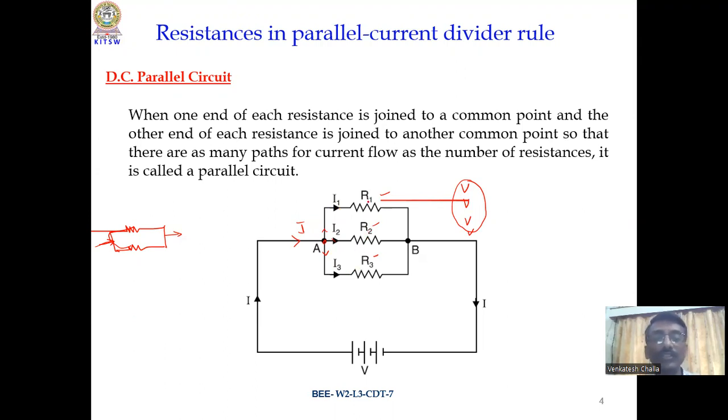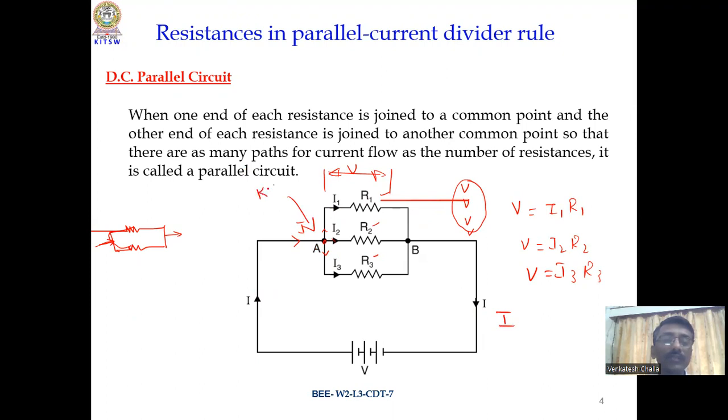Now, what is the observation here? Voltage across R1 is V, and this voltage V should be equal to I1 into R1. Similarly, V should also be equal to I2 into R2. V should also be equal to I3 into R3. Now for parallel connected resistors, the current I, as it is dividing, at this point I can apply KCL, Kirchhoff's current law. What is that? Sum of incoming currents is equal to sum of outgoing currents. So therefore, I should be equal to I1 plus I2 plus I3.